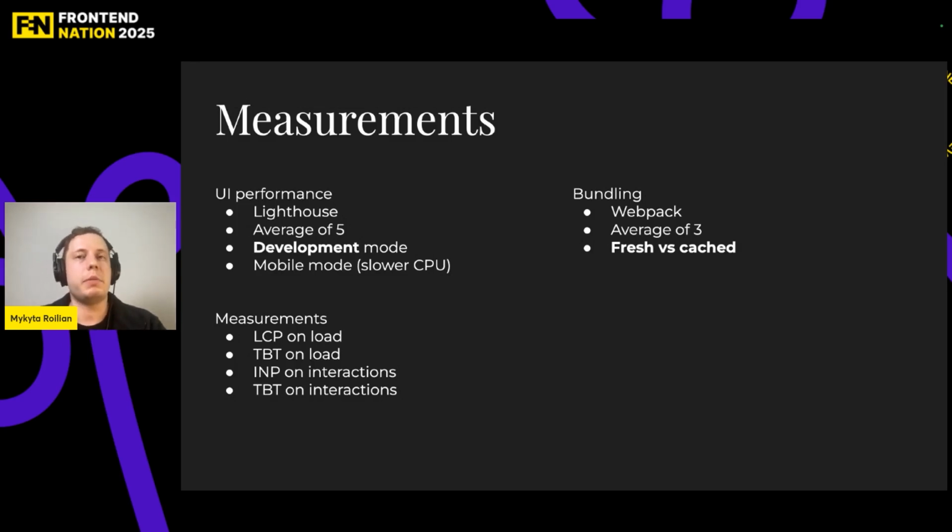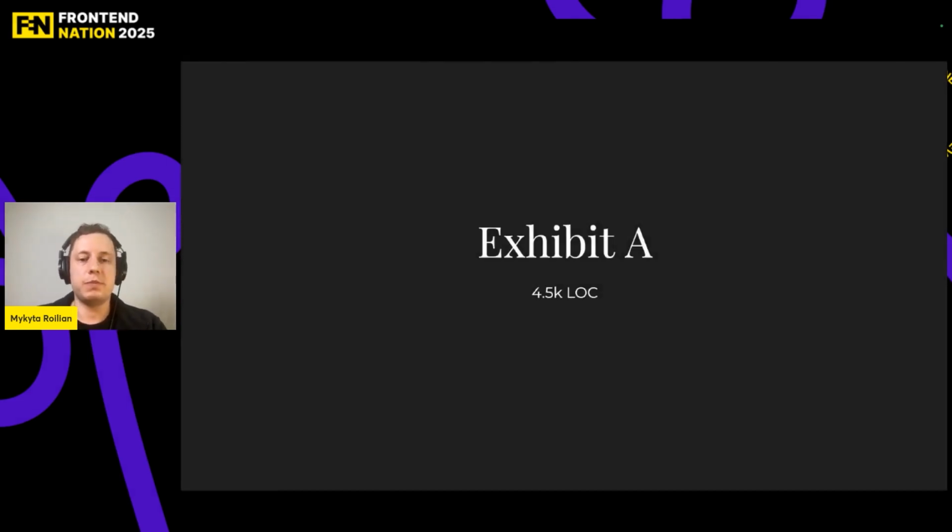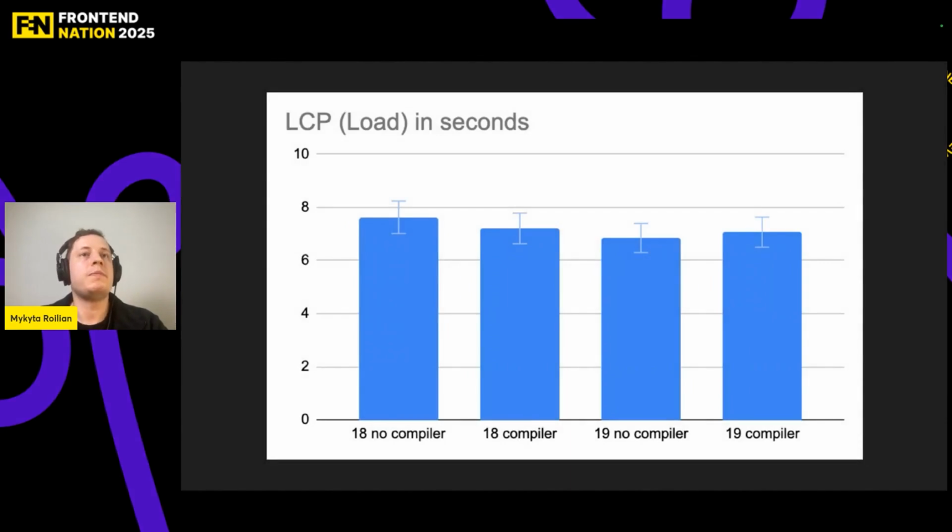Those are on interactions, and on interactions, that's the area you might be interested in the most, because if the compiler memoizes everything for you, it should help with that drastically, which we'll see most of the time is the case. So Exhibit A, 4,500 lines of code. This is a small YouTube clone app.